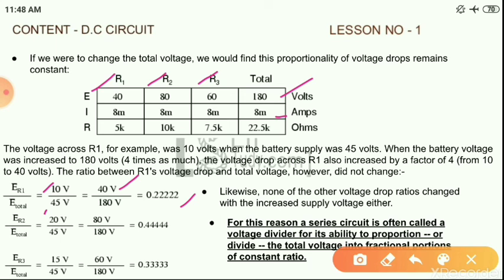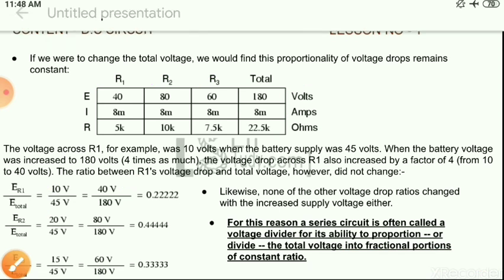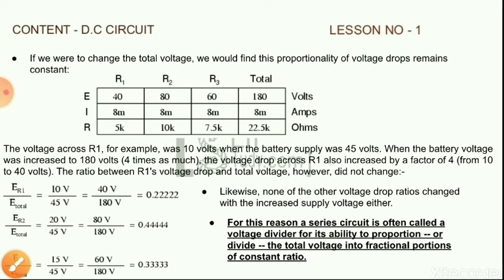So we can see that the ratio between R1's voltage drop and total voltage did not change, although the applied voltage increased 4 times. For this reason, likewise the other two resistances also maintain this proportionality or fraction. So for this reason, a series circuit is often called a voltage divider for its ability to proportion or divide the voltage into fractional portions of constant ratio.